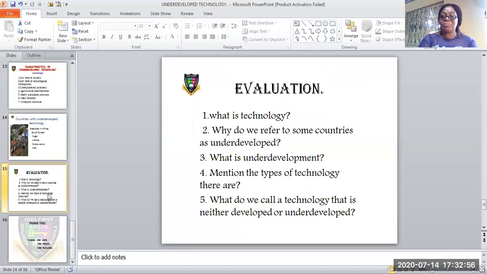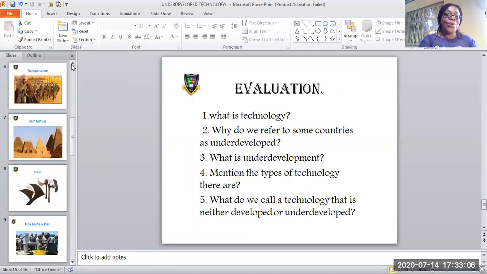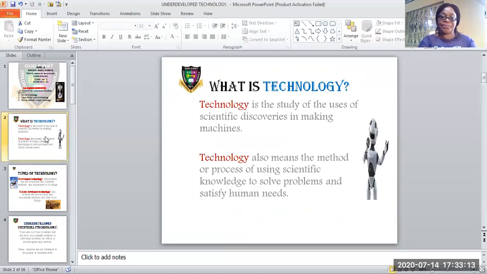Now, before we go to the evaluation questions, let us quickly do a wrap-up, a summary of what we have learned so far. We have said that there are communities that are underdeveloped.